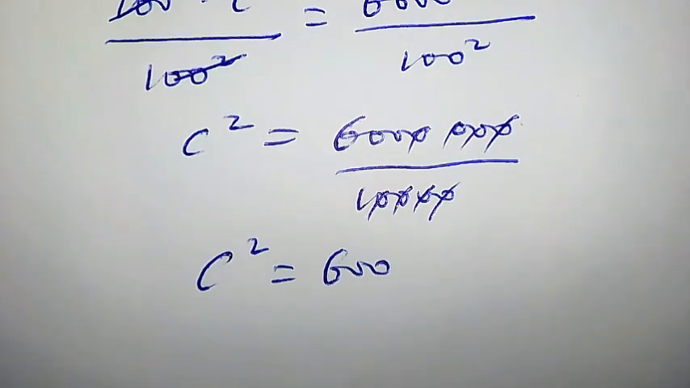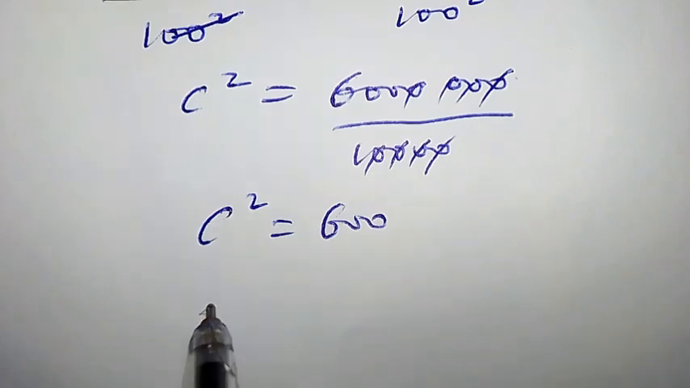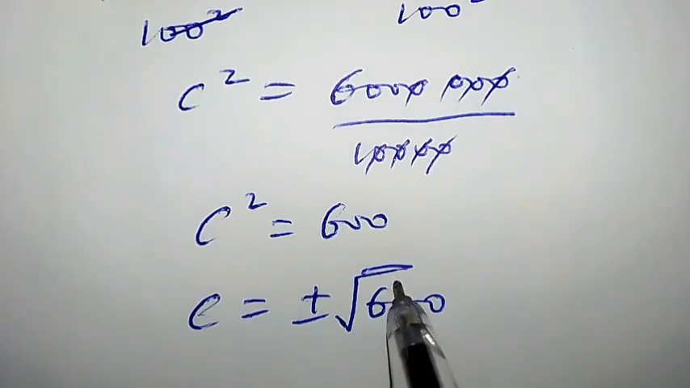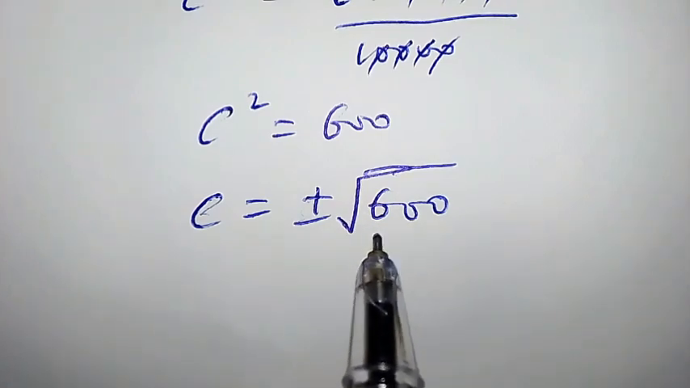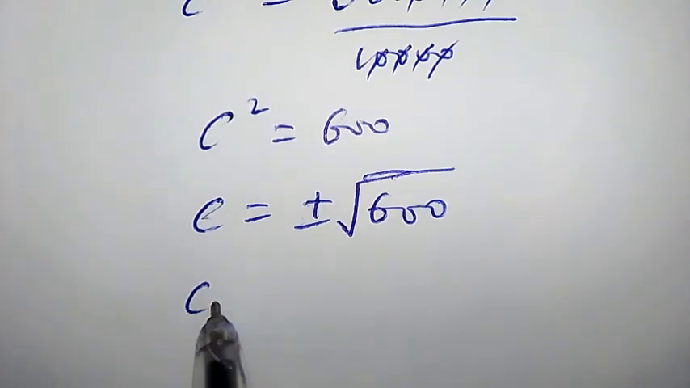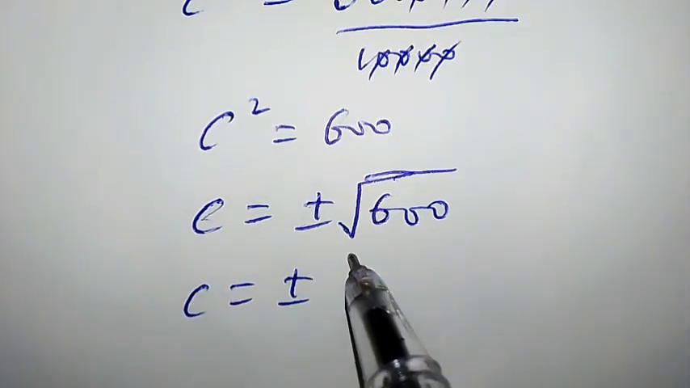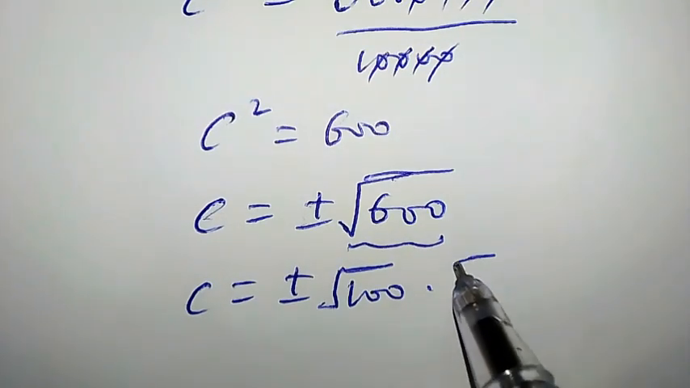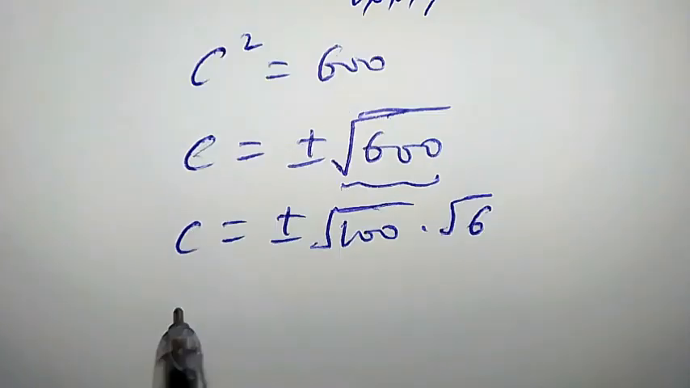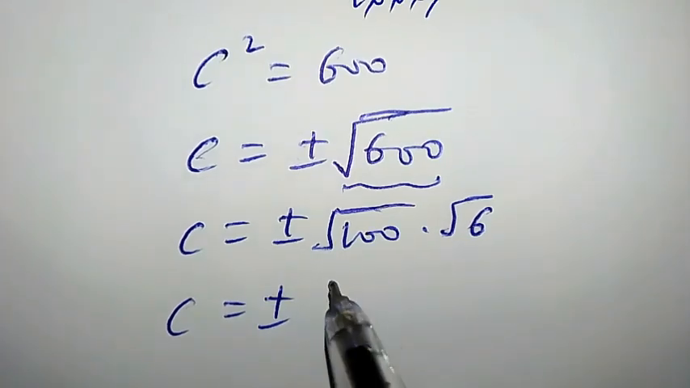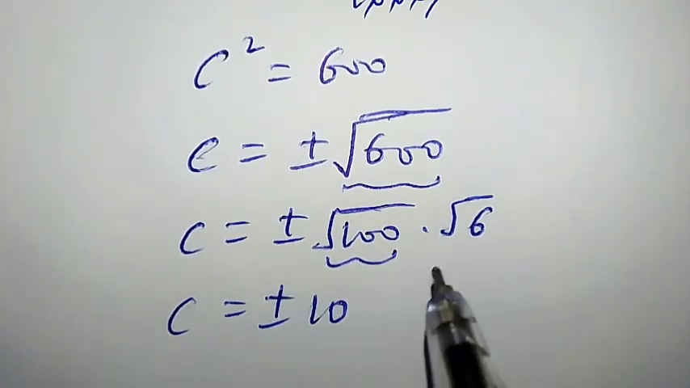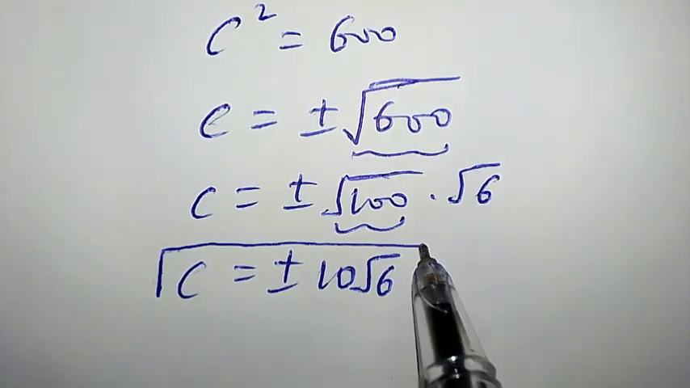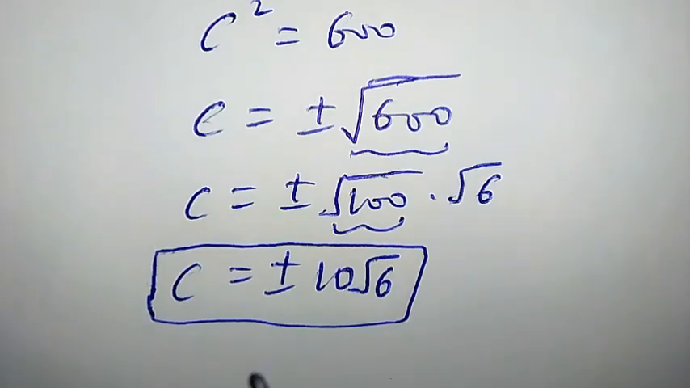Let's take the square root of both sides. Doing that, we're going to have c equals to plus or minus square root of 600. We can simplify this right hand side further. Square root of 600 is the same thing as square root of 100 times square root of 6. So c equals to plus or minus, what is square root of 100? That is 10 times square root of 6. This is the first solution, the value of c.